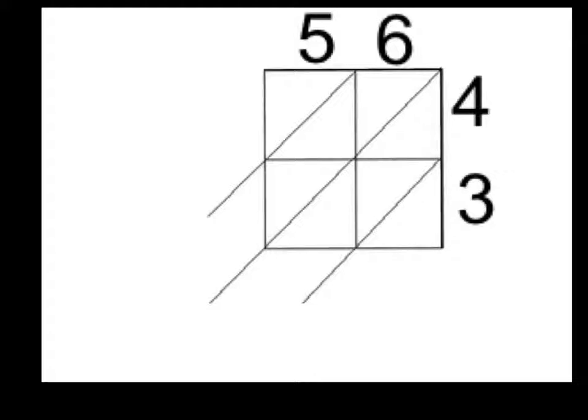So you may multiply any of those two factors in any sequence. 5 times 4 is 20. 6 times 3 is 18. 4 times 6 is 24. And 3 times 5 is 15.